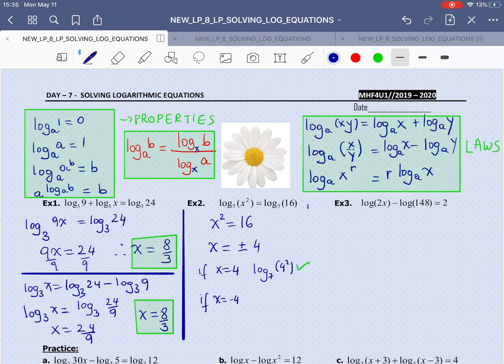And if x equals negative 4, then log with base 7 of x squared would be negative 4 squared, and this is also a positive number. So we'll give a yes to both answers in our case. So x can be 4 or negative 4.